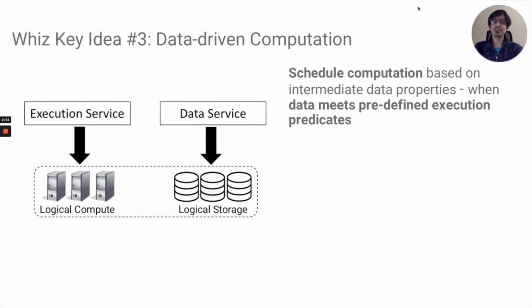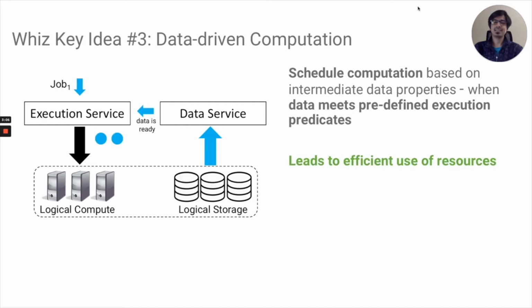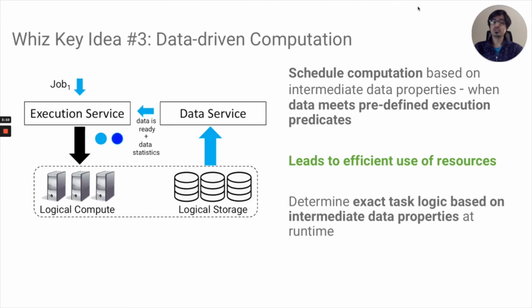Further, Whiz schedules computation only when intermediate data meets predefined execution predicates. For example, the data service can notify the execution engine when some partitions of the data meet the predicate, and then it can launch the task to process them. This leads to efficient use of resources. Moreover, Whiz also uses the obtained data visibility to determine the exact task logic at runtime.